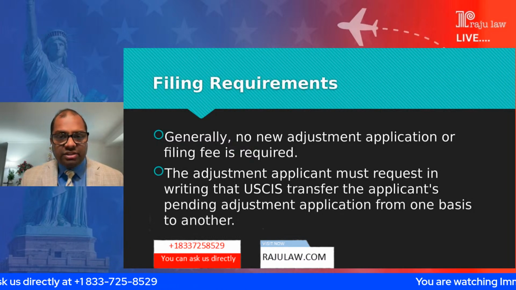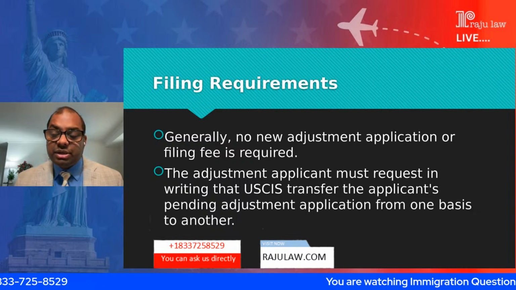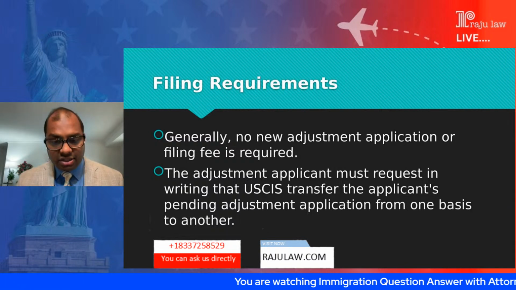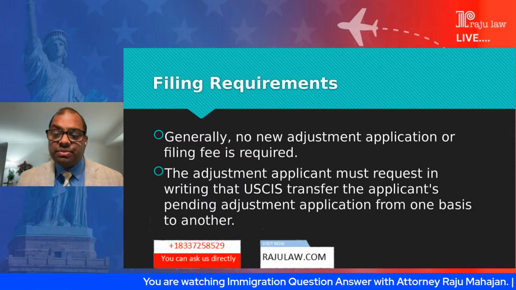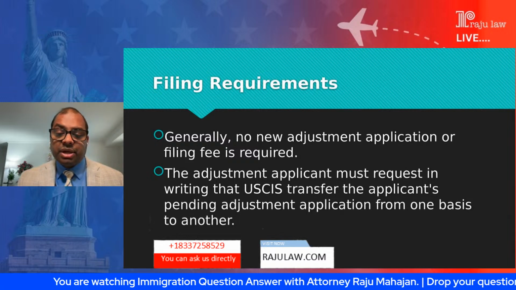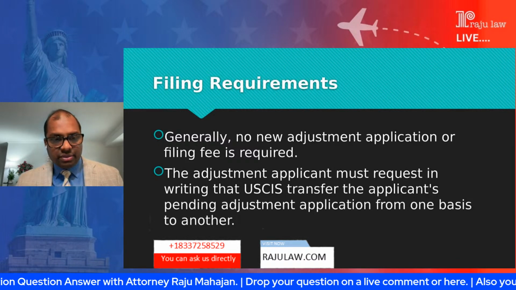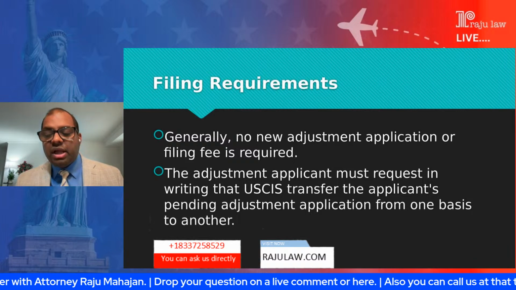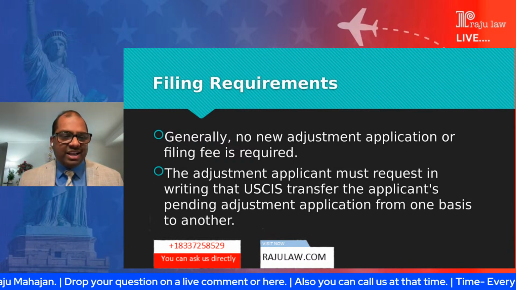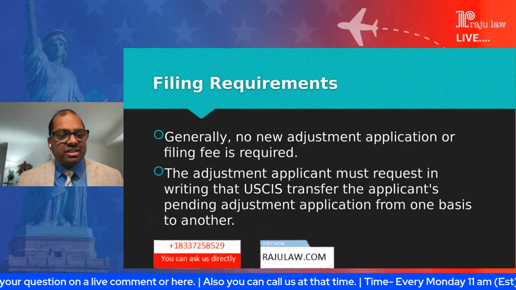All right. The next requirement is that the adjustment application must request in writing that USCIS transfer the applicant's pending adjustment application from one basis to another. It must be in writing and to USCIS. However, there are some situations.